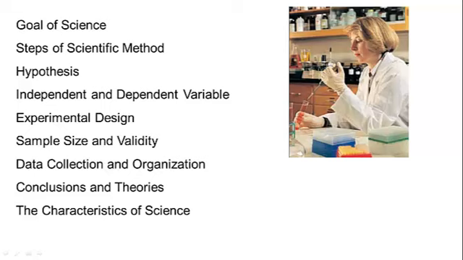And in session 2, when we look at the scientific method and experimental design, we're going to go more into experimental design and how sample size and validity of your results are connected. We'll talk about how data collection and organization of that data can be accomplished. And then following that, we'll work through what conclusions and theories are. And then we're going to end up with what the characteristics of science are, what science is and what it is not, so to speak.